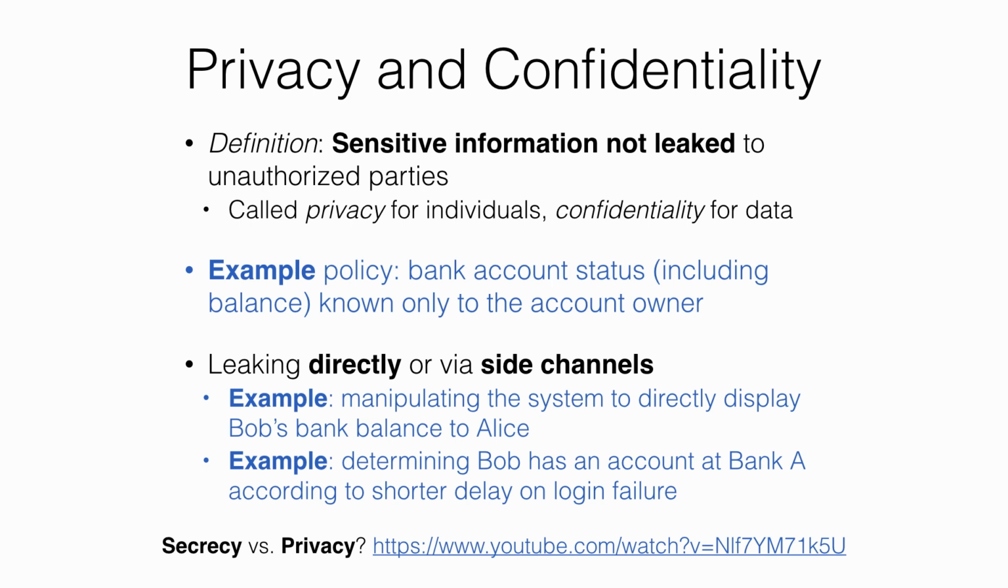A violation of privacy or confidentiality could occur directly or could occur via a side channel. For example, it might be possible to manipulate the system to directly display Bob's bank account balance to Alice and thereby violate the policy. But it might also be possible to learn that Bob has an account at the bank because there is a shorter delay on login failure. That is, a poorly designed login system might take a long time to go through the database to find whether or not a user has an account. On the other hand, if the user does have an account, the returned login failure may occur more quickly.